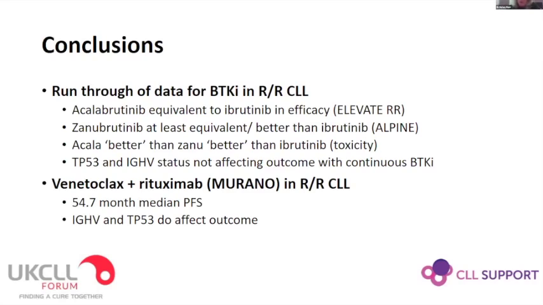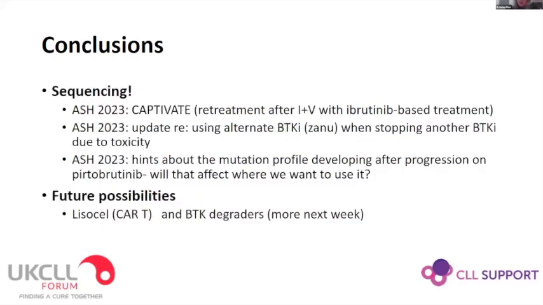And we don't seem to see the adverse impact of P53 or IGHV status affecting outcome when we're thinking about continuous BTKIs. Whereas with venetoclax and rituximab in combination in relapsed refractory, IGHV and P53 do affect outcome. Sequencing, we've seen that we've got both retrospective and prospective data to show us that we can use these novel agents or targeted agents one after the other, and we're still seeing responses.